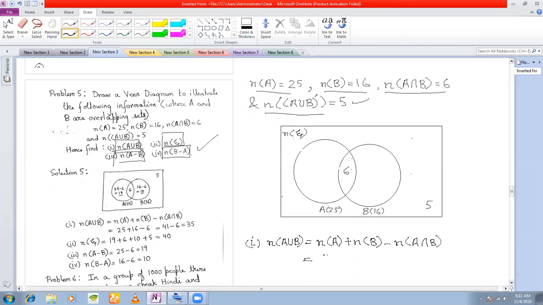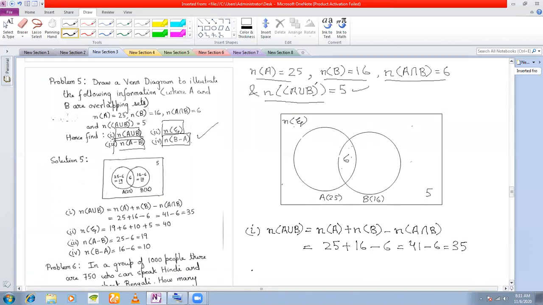What is the cardinality of A here? 25. What is the cardinality of B? 16. And what is the cardinality of A intersection B? It is 6. So this is 41 minus 6, which is 35. This is the cardinality of A union B. Next question: cardinality of the universal set. What should be the cardinality of the universal set?